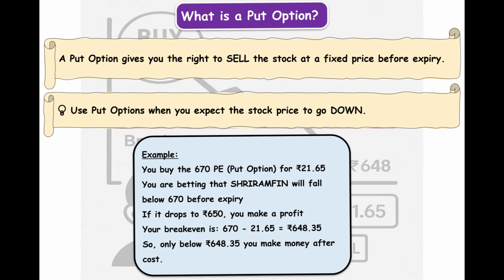Put options are the opposite, you use them when you expect the stock to fall. Example, buy the 670 put for 21 rupees and 65 paise. Your break-even is 648 rupees and 35 paise. If SHRIRAMFIN drops below that, you are in profit. If not, you are out the premium.